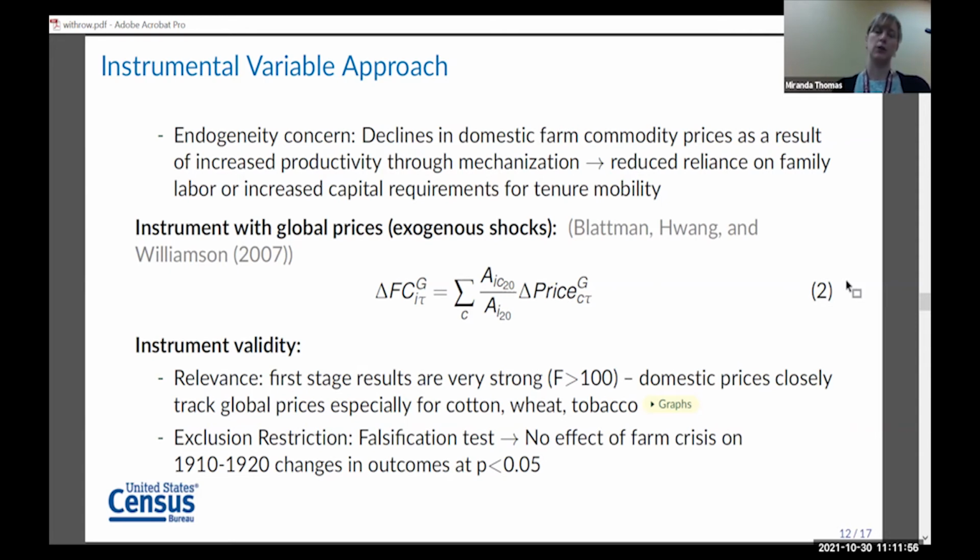And this is a shift-share instrument. As with any instrument, I'm concerned: is it relevant, and does it satisfy the exclusion restriction? In this case, my first stage results are very strong. That's pretty unsurprising given that domestic prices closely track global prices, especially for cotton, wheat, and tobacco during this time, and that makes up the bulk of the variation in my measure in the South. Though I can't directly test the exclusion restriction, I do a falsification test, and I find no effect of this measure of farm prices using global prices on 1910 to 1920, so pre-crisis changes in my outcomes.